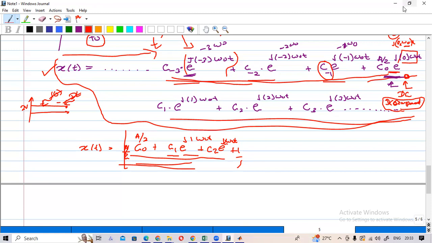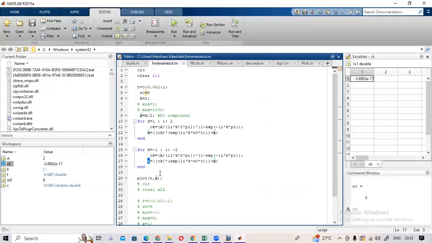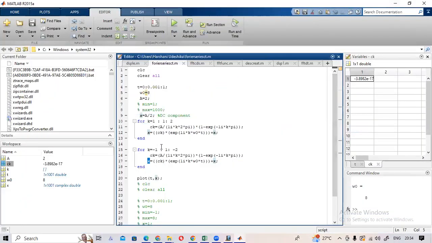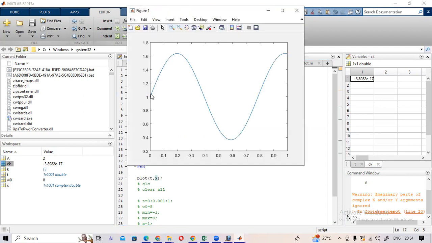And if we plot this X, we should have that rectangular pulse train. Okay, so this is the sum. I am adding the components, I am adding the exponential terms. If I plot this, for example, if I run this, now it will plot. Okay, so you can see that this kind of sinusoidal signal only we can get.